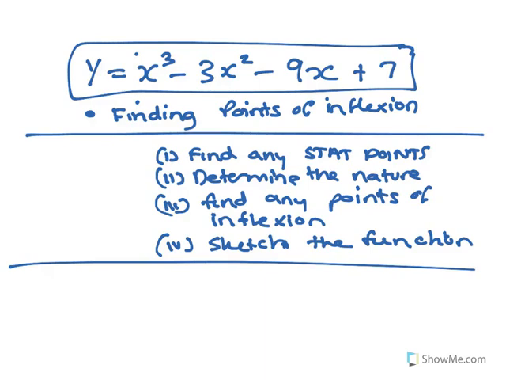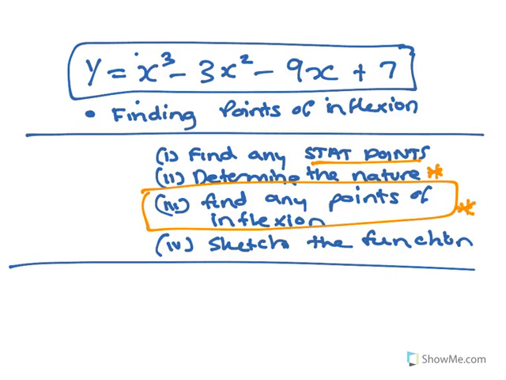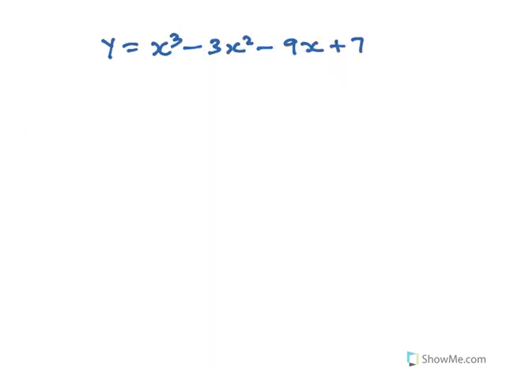Okay, so what we're going to do is look at the main extra thing that we're focusing on, finding any points of inflection. We're going to find the stationary points, determine their nature, find the points of inflection, which are in between your stationary points, and then sketch the curve. Okay, so part 1, find any of the stationary points, so you differentiate.